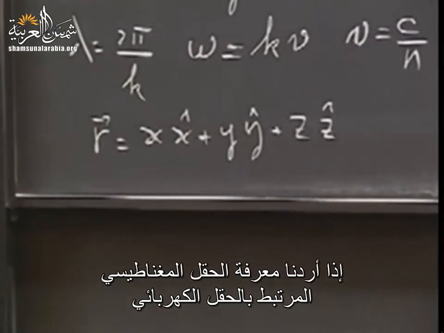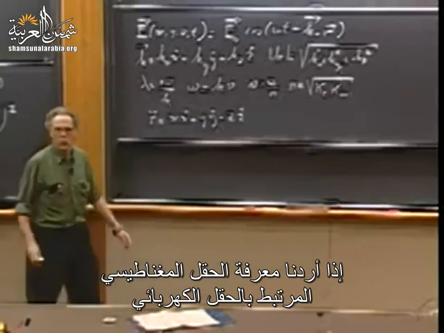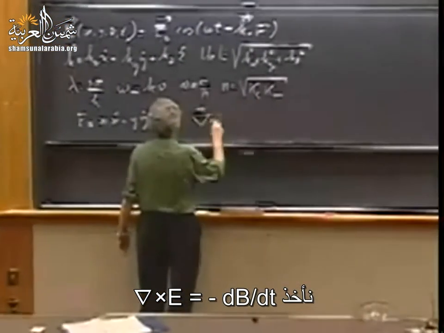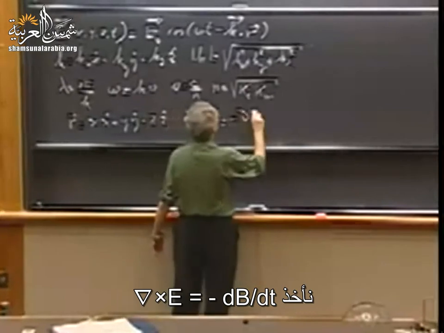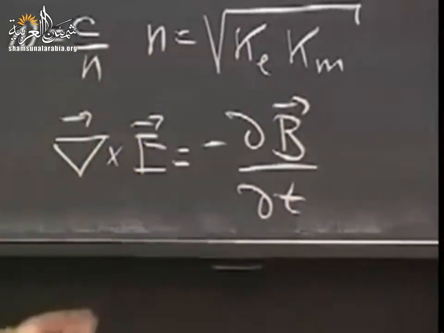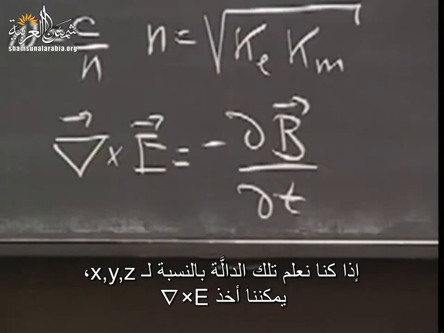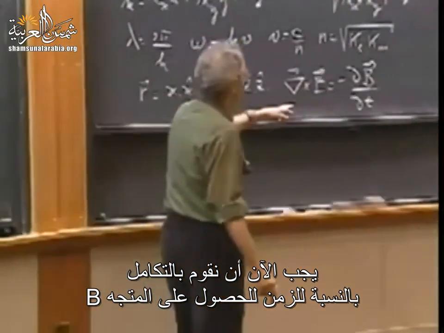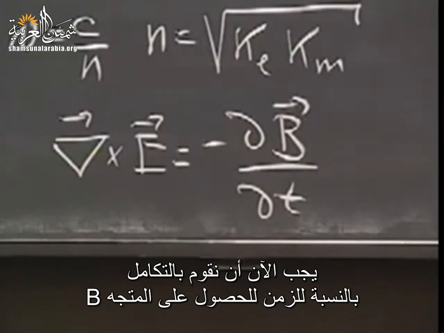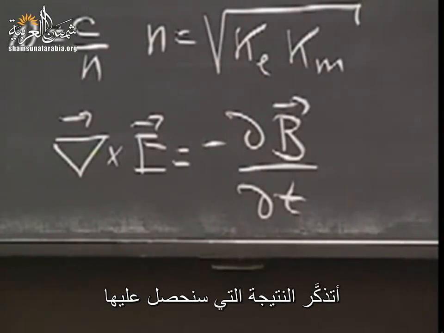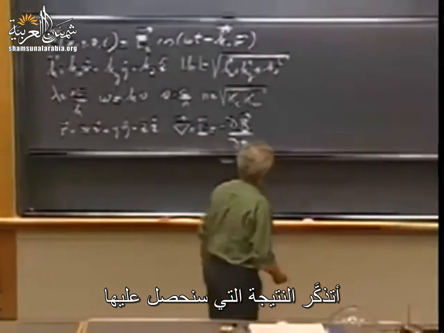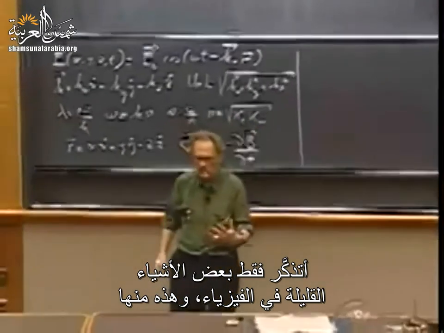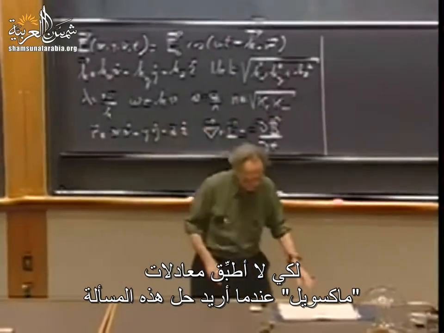If you wanted to know what the associated magnetic field is with this electric field, then your best bet always is that the curl of E is minus dB dt. So if you know that whole function in x, y, and z, you can take the curl of E. Sometimes it's time consuming, sometimes it's fast, depends on the wave. And then you have to do an integral in time to get the B vector. And what comes out of this is actually something that I do remember. There is very little in physics that I remember. This is one of the things that I remember, so that I don't have to apply Maxwell's equations every time when I solve these problems.